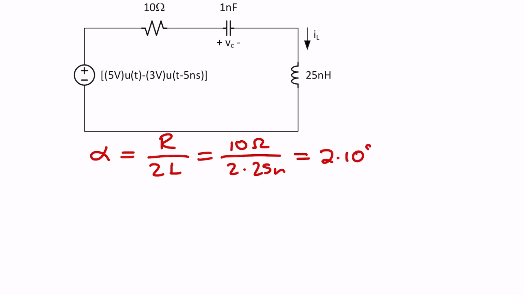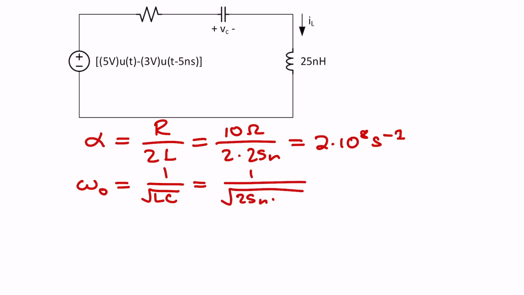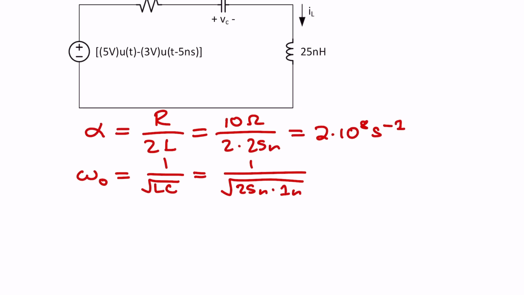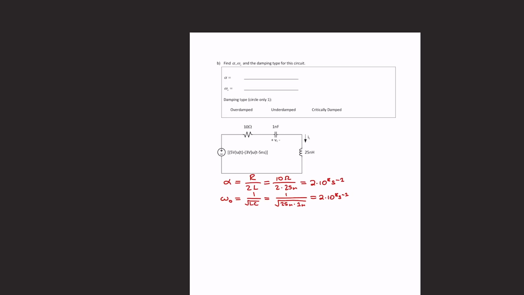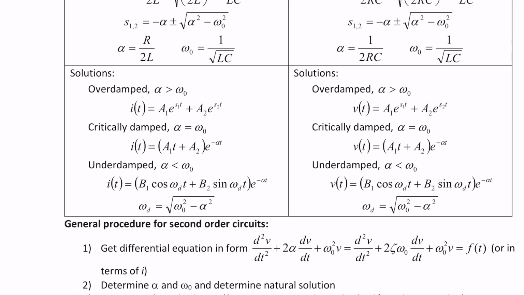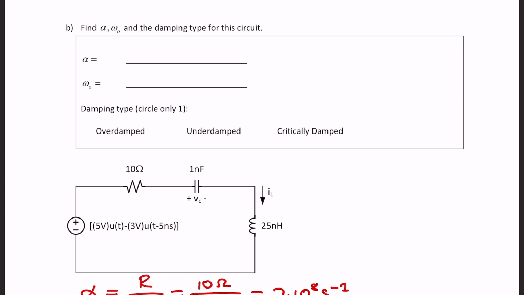2 times 10 to the 8 seconds to the minus 1. I didn't do this in my head. I had that written down because I've plugged it in already to my calculator. Same thing with this one, 1 over square root of LC. That's just square root 1 times 25 nano times 1 nano, which is equal to 2 times 10 to the 8 seconds to the minus 1. Immediately, we notice alpha and omega are the same thing, right? According to our cheat sheet, since they're the same thing, that means we are critically damped, right? So let's go back and circle that. Critically damped, we can even write in these values now that we know them.